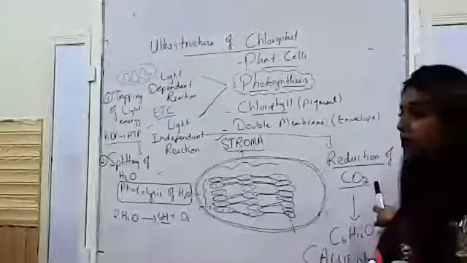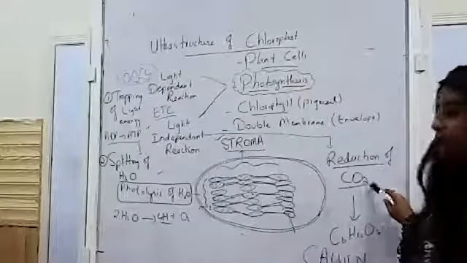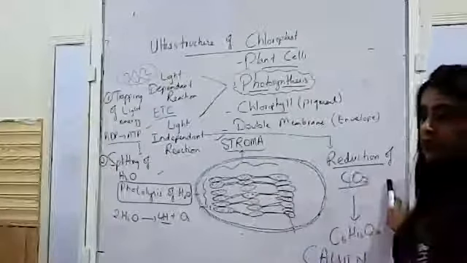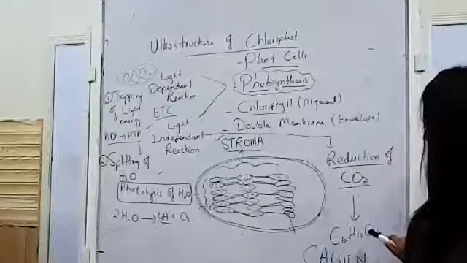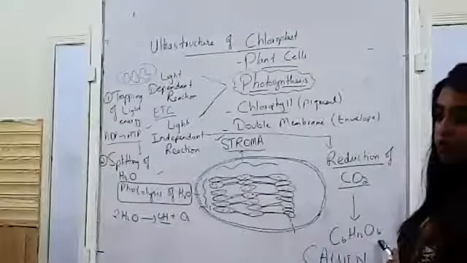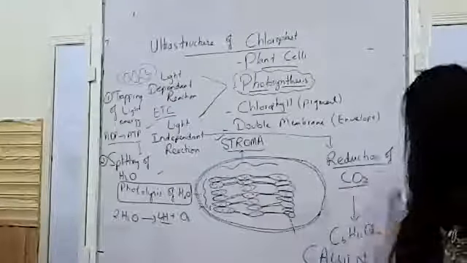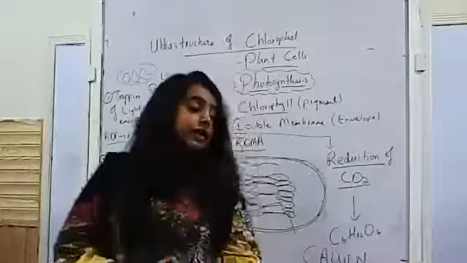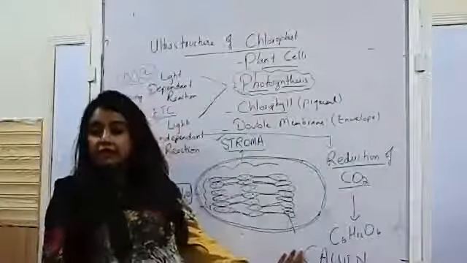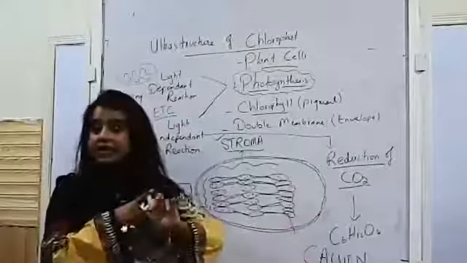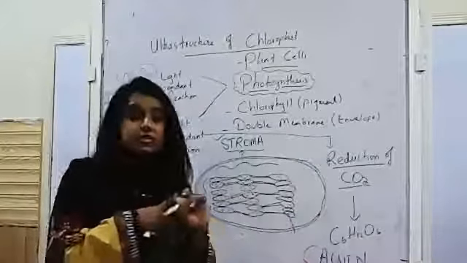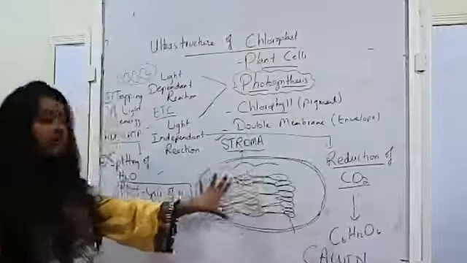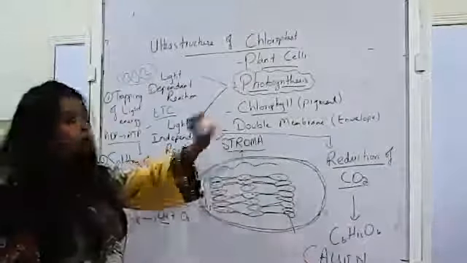Addition of hydrogen is termed as reduction, right? So in carbon dioxide, hydrogen is being added, hence we use the term reduction of carbon dioxide. So carbon dioxide molecule is reduced to a glucose molecule. This process, reduction of carbon dioxide to glucose molecule, is termed as the Calvin cycle. That means Krebs cycle takes place in mitochondria, and Calvin cycle takes place where? In the stroma of the chloroplast, right?